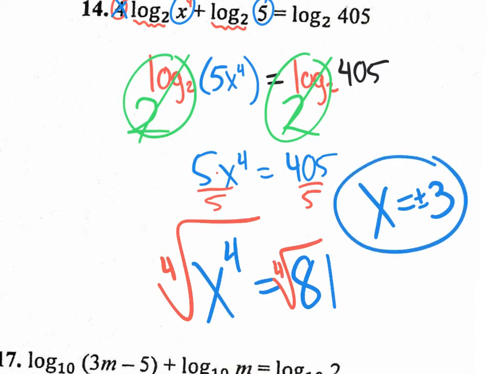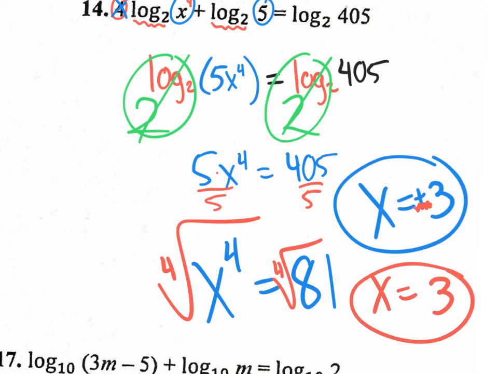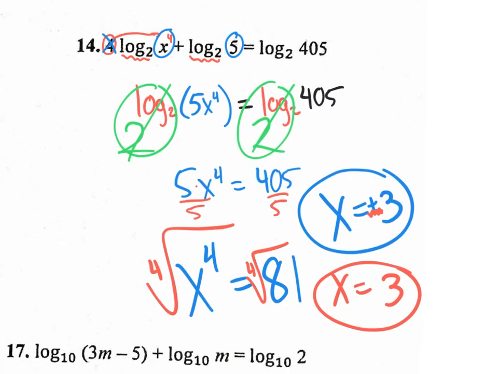Now the question is, will both of those answers work, or are one of them extraneous? You have to take a moment and plug in 3 right there. The 3 works, but the negative 3 will not work. So please do not put a plus or minus on your answer, because the only answer that works is x equals positive 3, not the minus. Okay? Sometimes it will work where you get a negative 3, and when you plug it in, you have something like x plus 5, and it's negative 3 plus 5, which makes it positive 2, which is okay, but you cannot end up with a negative inside a logarithm.